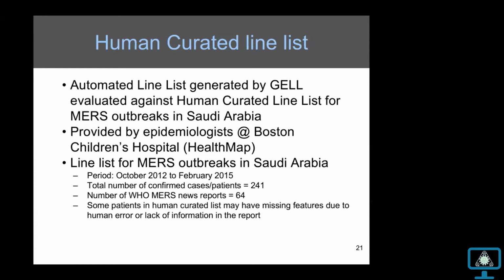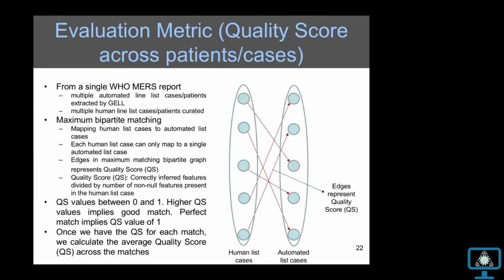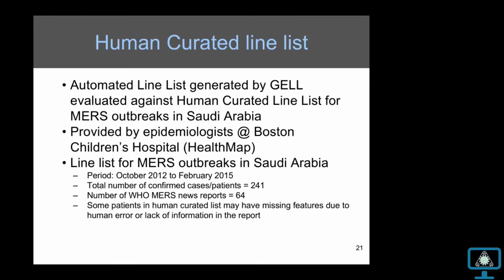And now we want to compare the extractions we have made against the extractions that the human epidemiologists have done here. The data set for this particular case goes from 2012 to 2015. And there are about 241 patients who are described across 64 reports. And not all patients have all the features that we are interested in. Sometimes the features are truly missing. Sometimes they could be present but not extracted. We're trying to do a best effort in terms of trying to compare what we have and what we're able to extract.